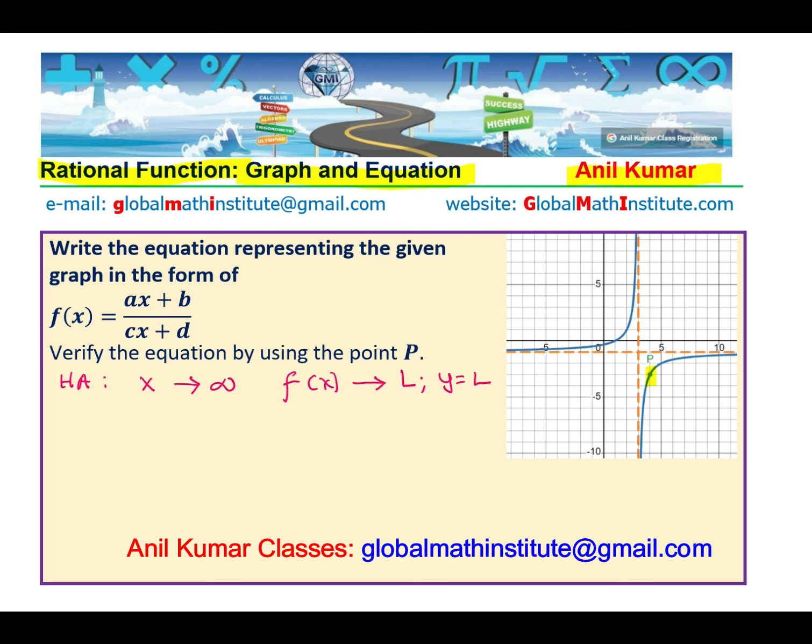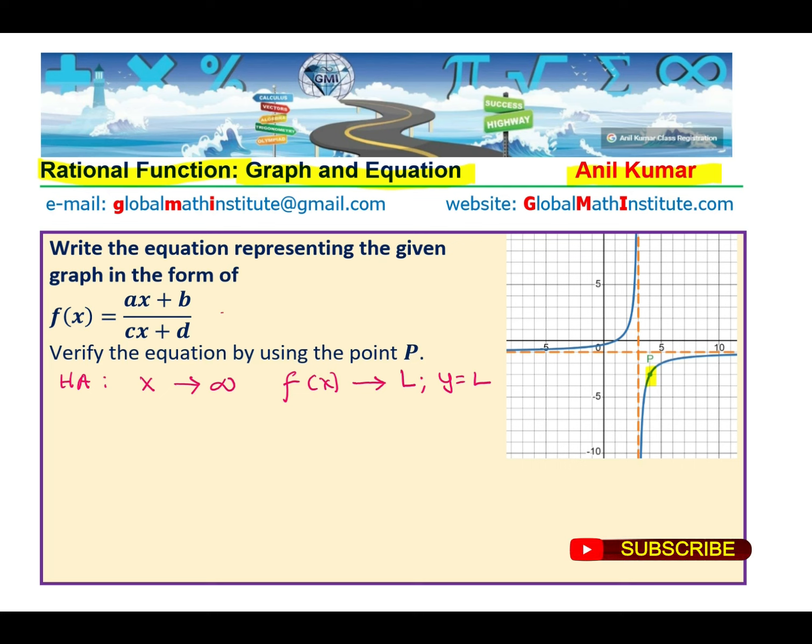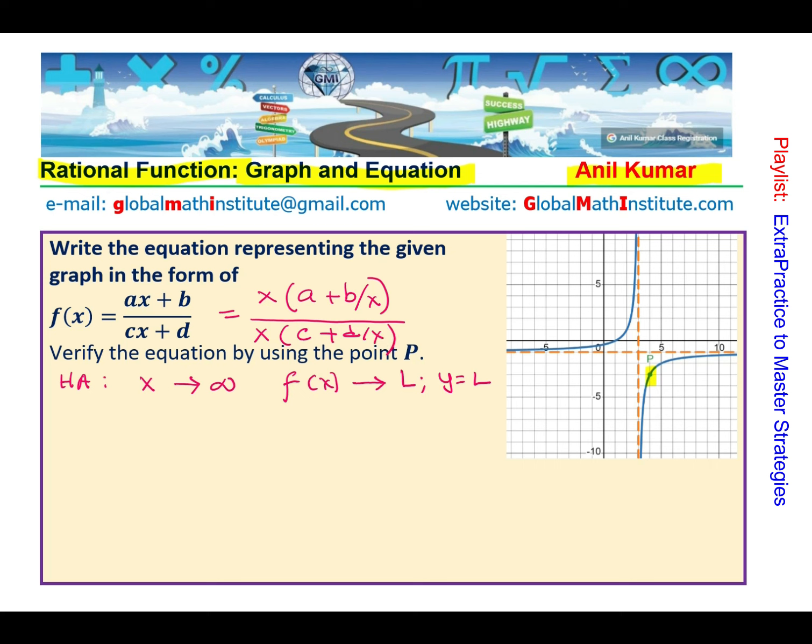Now, you can always rewrite this expression by taking x common. If you take x common, you get a plus b over x in the numerator. In the denominator also, taking x common gives you c plus d over x. Now clearly from here, you could cancel the x's. So you have a plus b over x and c plus d over x. Now what happens when x approaches infinity?